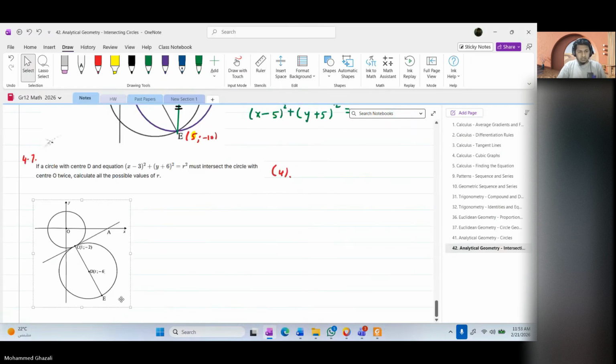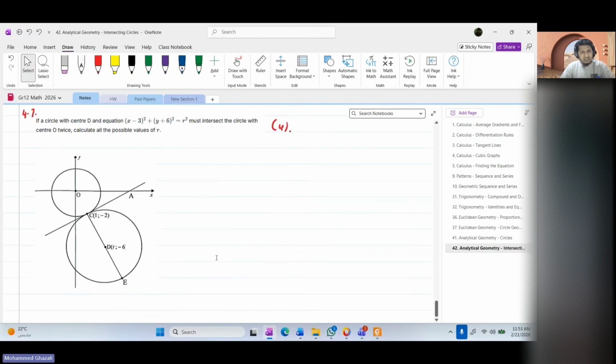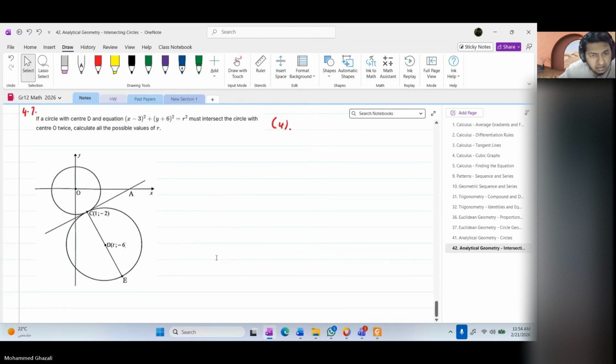So let's see. A circle with center D, which is T and negative 6, right? So that's the reason why we got this equation here, x minus 3 all squared, because remember the value of t was 3, minus 6, must intersect the circle with center O twice. Calculate the possible values of R.